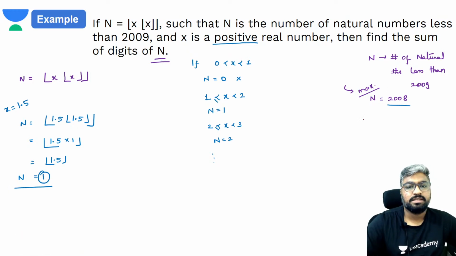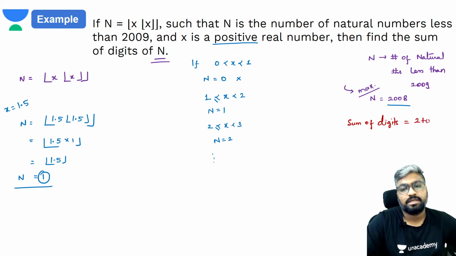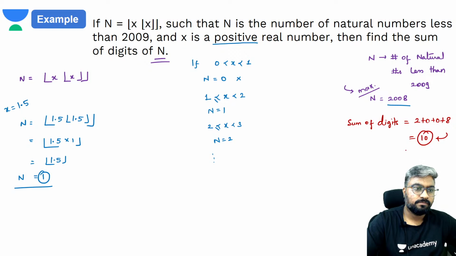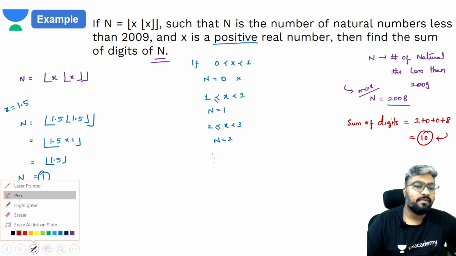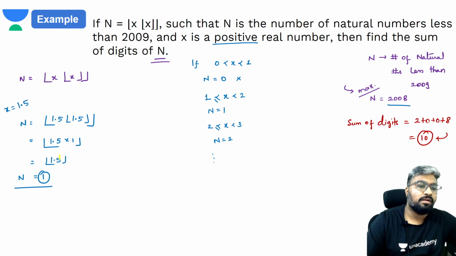What would be the sum of digits of n? Sum of digits will be what? 2 plus 0 plus 0 plus 8, that is. Okay. Understood. n will start taking all natural numbers. Your n will be 1, 2, 3, 4, 5, going up to 2008. I hope that is clear.